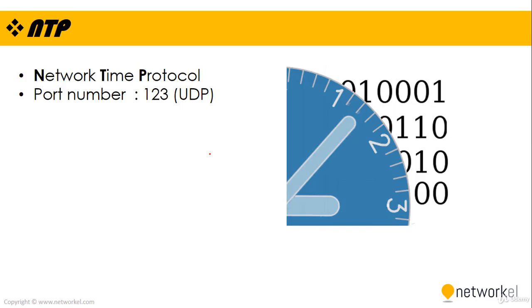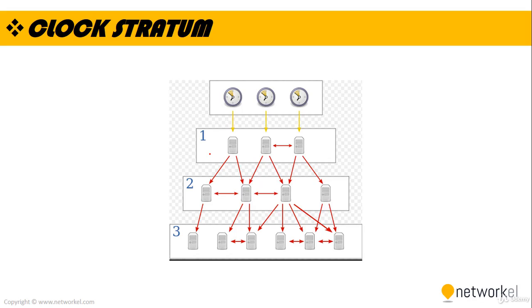NTP is the protocol used for clock synchronization between network devices over packet-switched, variable-latency data networks with an NTP server and uses port number 123 over UDP. NTP uses a hierarchical, semi-layered system of time sources, and each level of this hierarchy is termed a stratum.